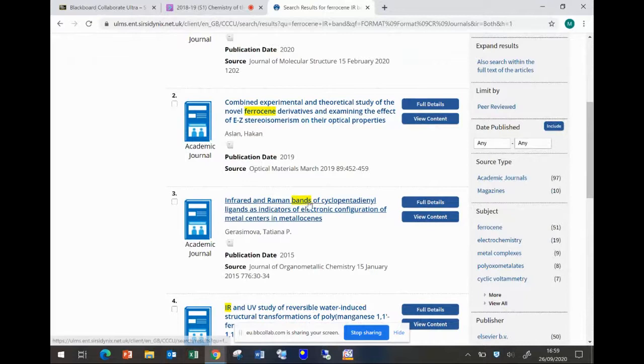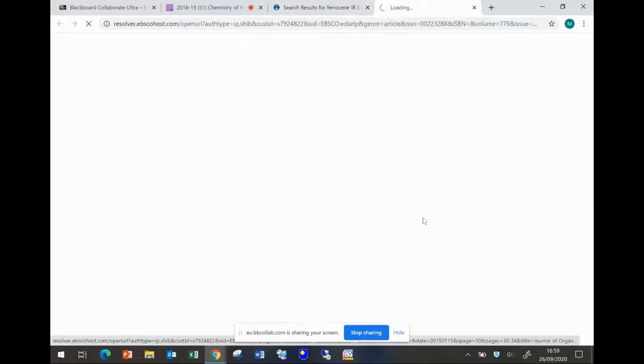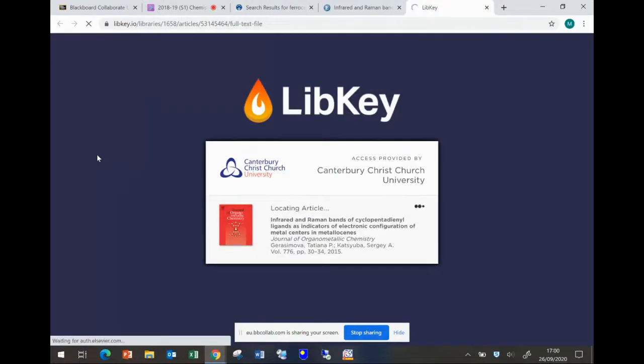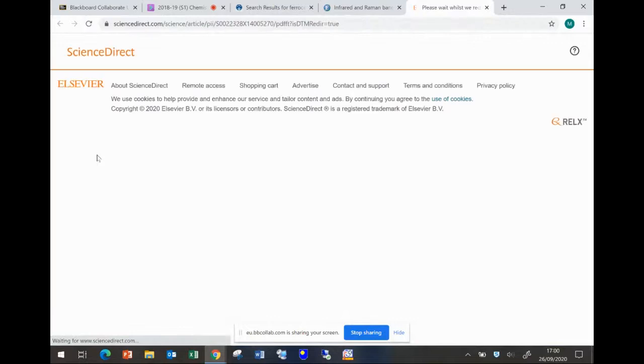Infrared and Raman bands of cyclopentadienyl ligands as indicators of electronic configuration. Okay, cyclopentadienyl, that's ferrocene, infrared and Raman bands. I'm going to click, it's 2015, which is reasonably recent. So I'm going to click here and see what it gives me. And again, the information itself might be useful, because it actually coincides with the compound I'm looking at.